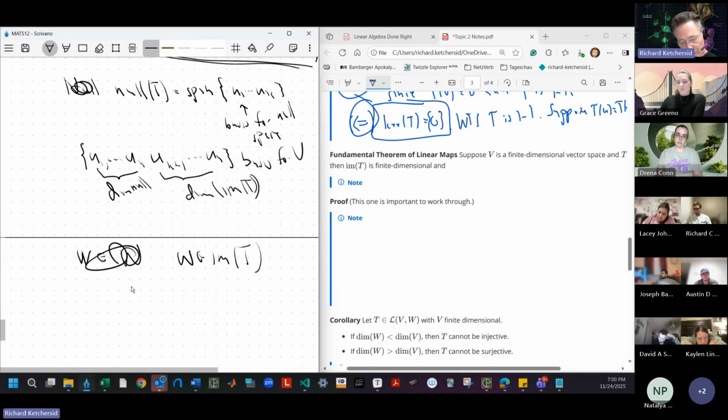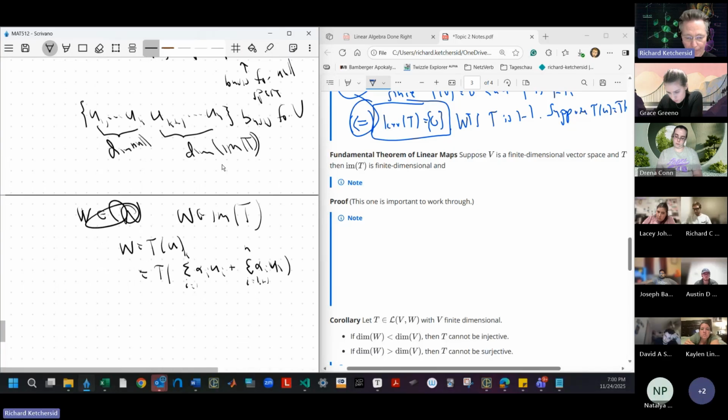Right? What do I know? I know that W is equal to some T of U, because that's what it means to be in the image. I know that U is written like this: summation, alpha i, i equals 1 to K, of u_i, that's the basis for the null space, plus summation alpha i, i equals K plus 1 to N, of v_i, or u_i, because that's the rest of the basis I put in.